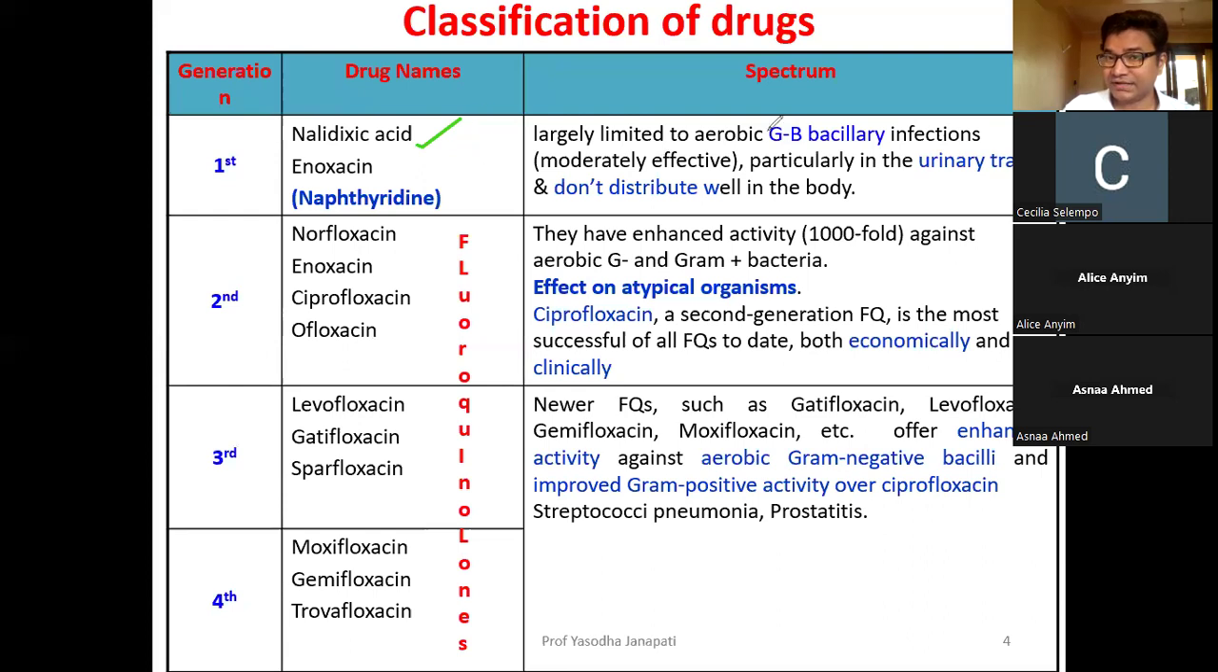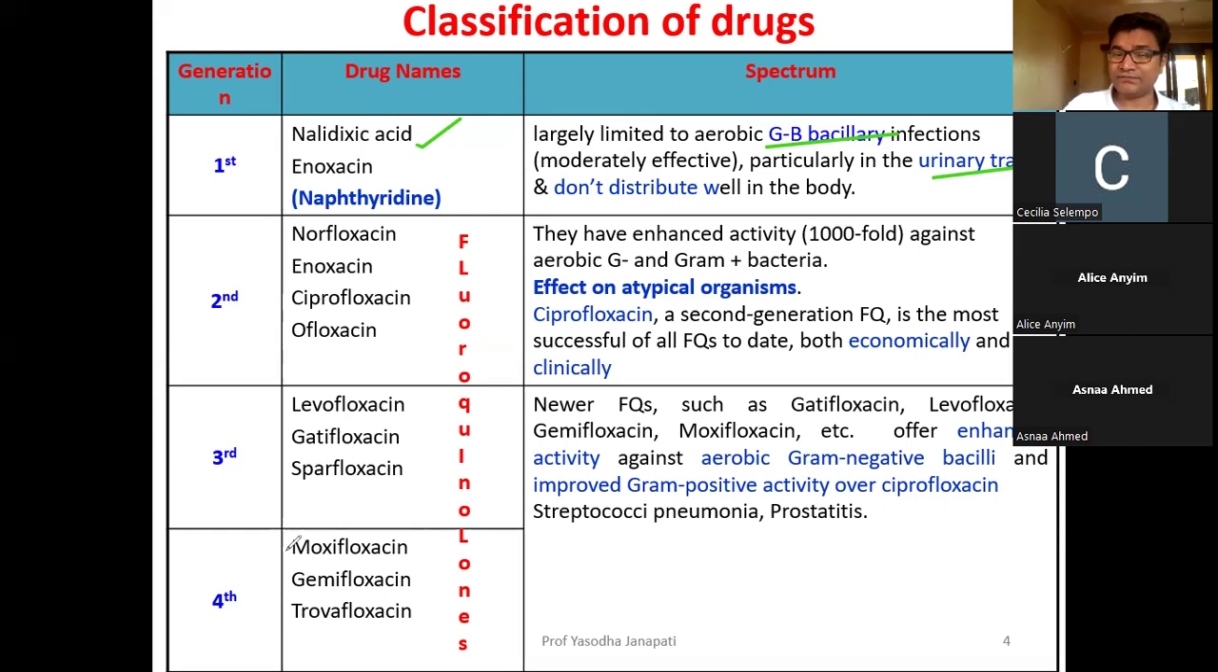These drugs mainly act on gram-negative bacteria, particularly in the treatment of urinary tract infections, and they are not able to distribute to other parts of the body. So they were not able to kill the infections in other parts of the body. They are concentrated in the kidney. So they were able to show activity there. Both of them have naphthyridine nucleus.